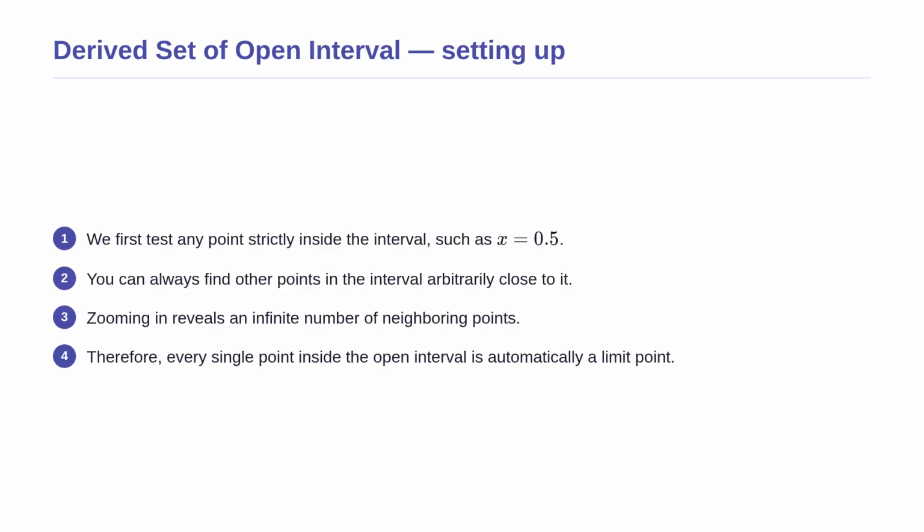Let us break down the solution for this open interval. We are given the continuous open interval from 0 to 1, and we need to find its derived set. First, we test the points strictly inside the interval. If you pick any point inside, such as the number 1/2, you can always find other points in the interval arbitrarily close to it. Because the real numbers are continuous, you can zoom in as much as you want, and you will still see an infinite number of neighboring points. Therefore, every single point inside the open interval automatically qualifies as a limit point.